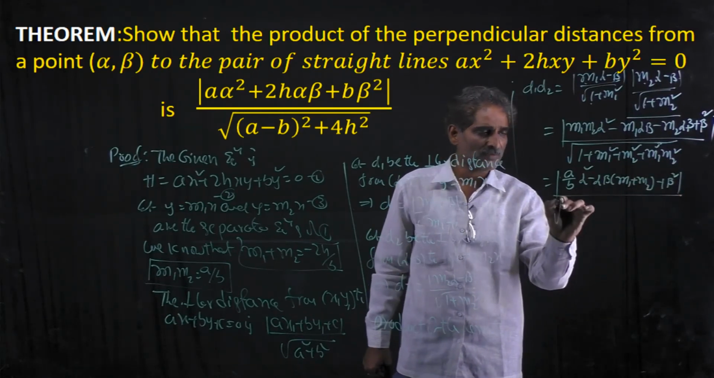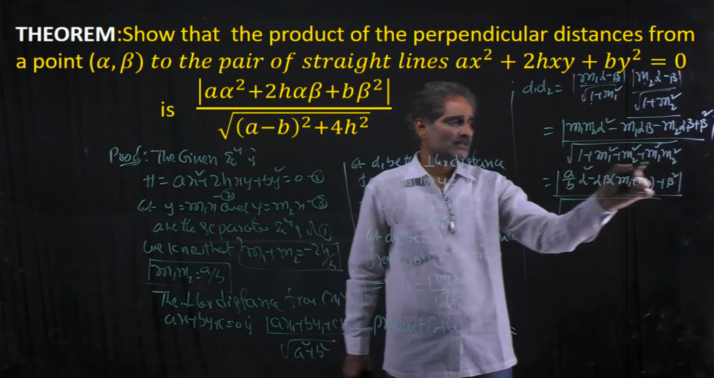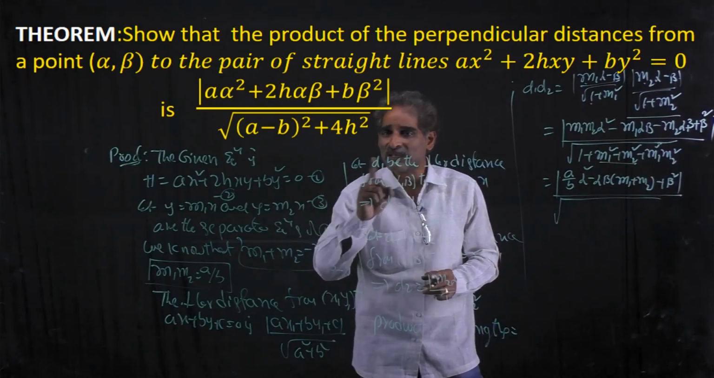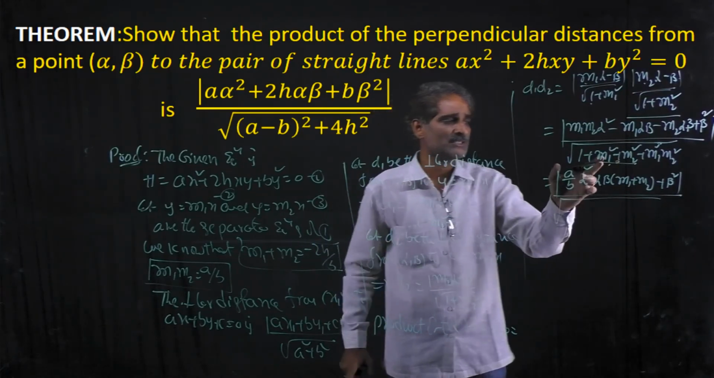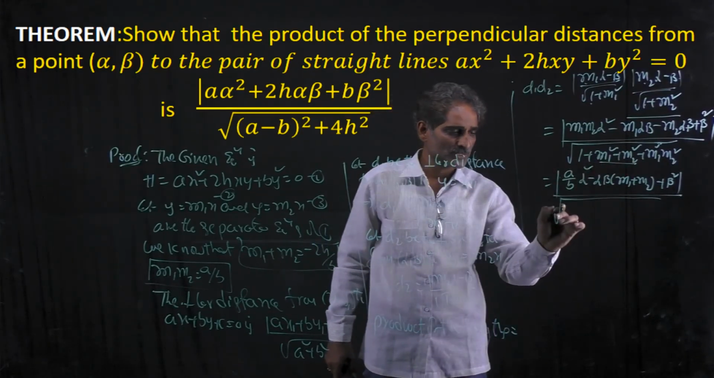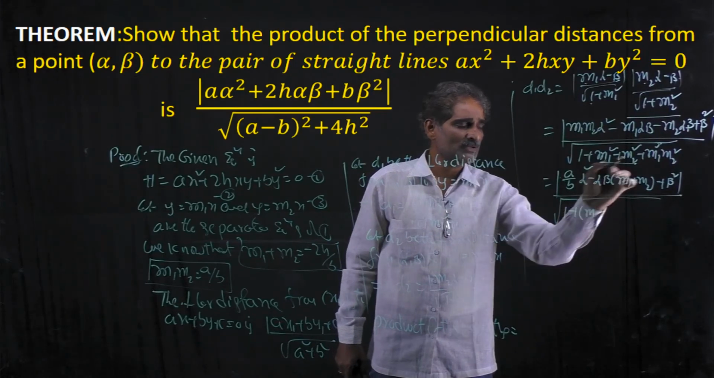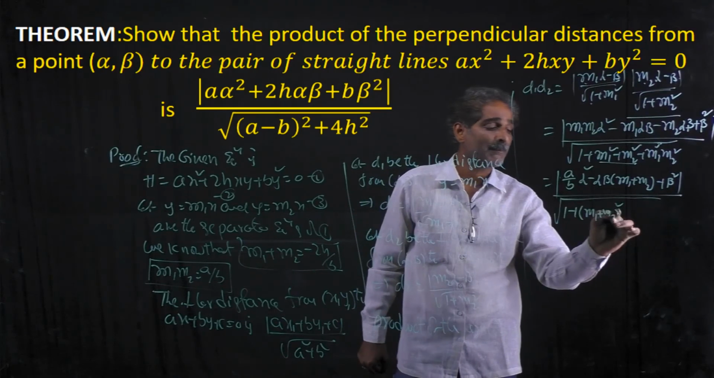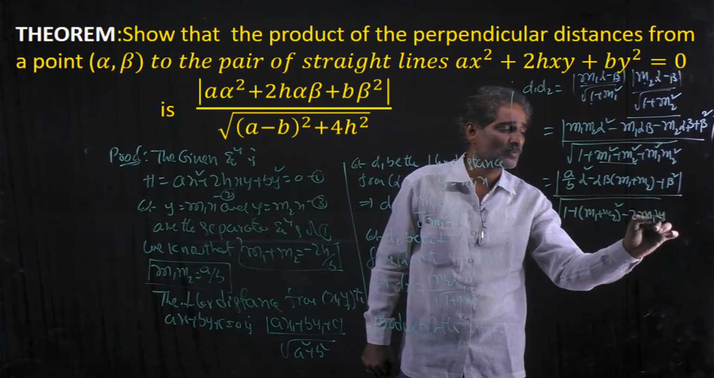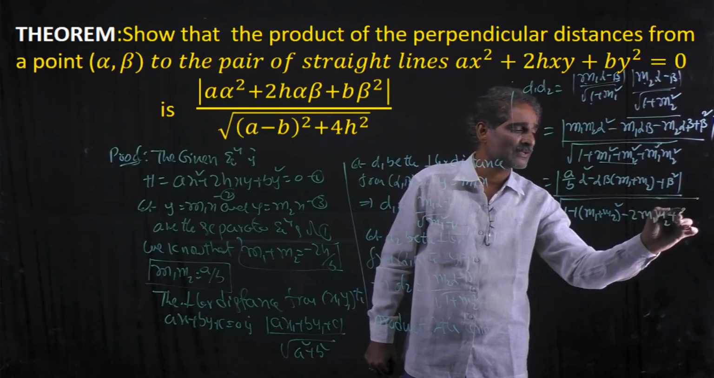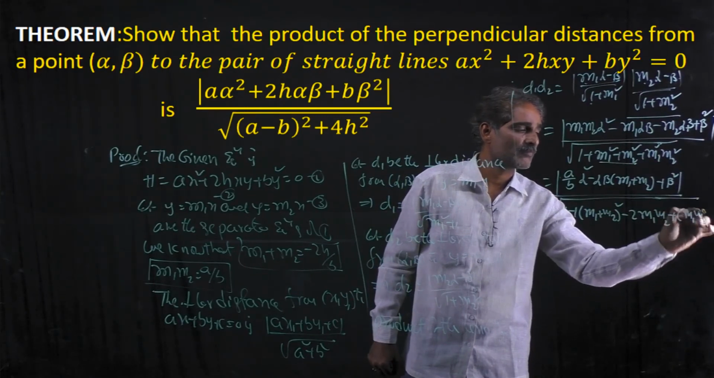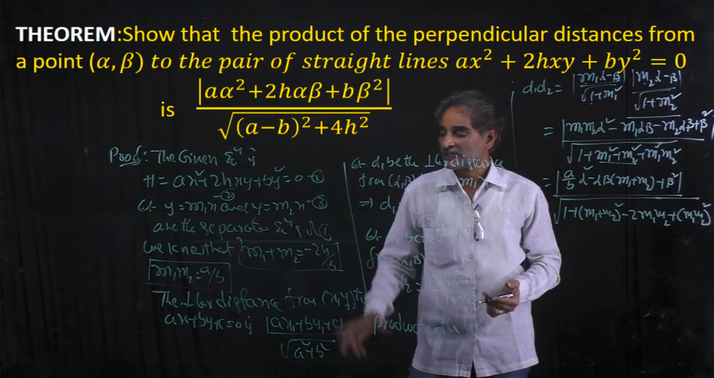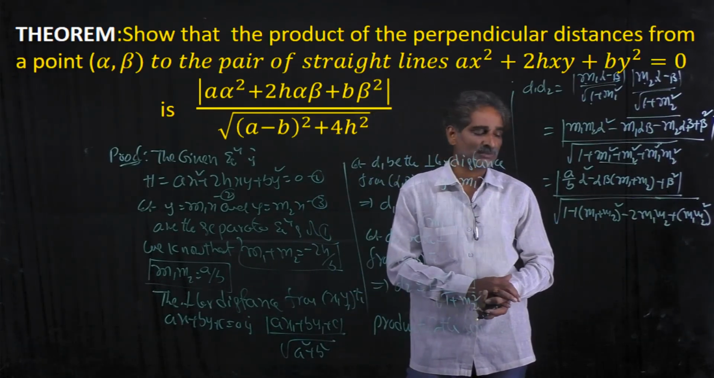In the denominator, just observe these terms. We know the values of m1 + m2 and m1 m2 only, but this is in the form of m1² + m2². So here we can write (m1 + m2)² − 2m1 m2 + (m1 m2)². Understand? Just replace m1 m2 by a/b and m1 + m2 by −2h/b.